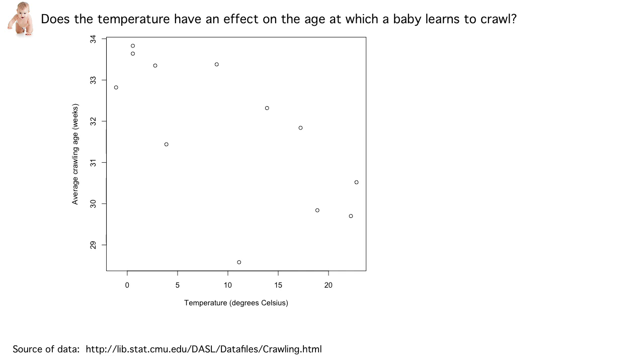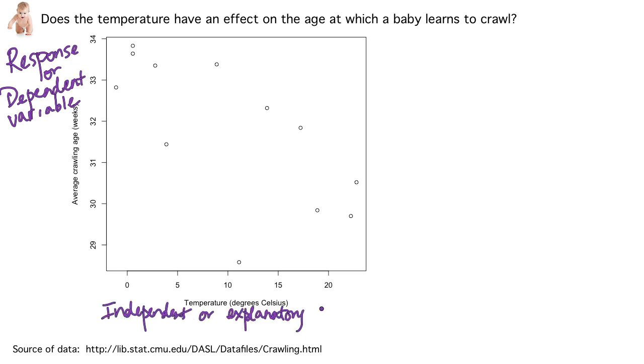In this example, we're trying to see what effect the temperature has on the average crawling age. So the average crawling age is our response variable or dependent variable, because we're investigating whether it depends on temperature. Temperature is called the independent variable, or explanatory variable, or predictor variable. The response variable is plotted on the y or vertical axis, and the explanatory variable is plotted on the x or horizontal axis.